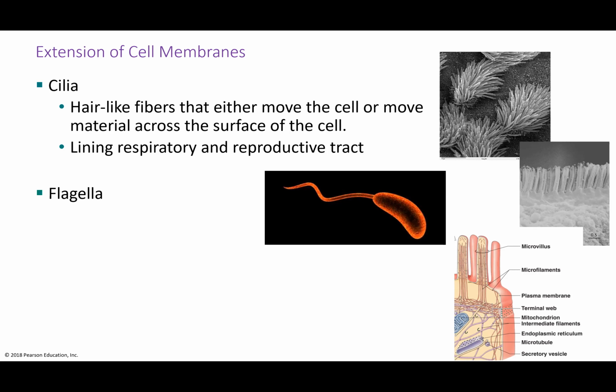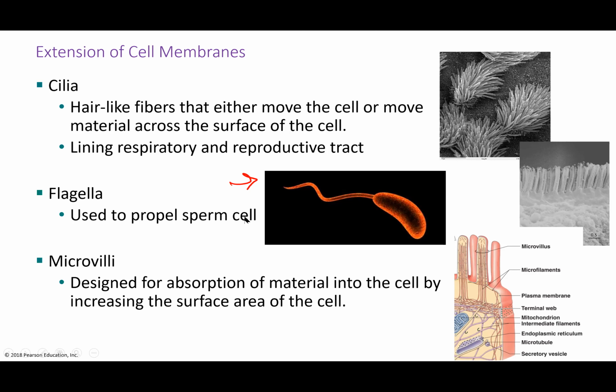Okay, flagella, as we see in this picture here, usually is one, maybe two whip-like extensions on the outside of the cell that helps the cell move through the medium. So a good example would be a sperm cell, which you see pictured. And then the third extension are microvilli. And micro means little, villi meaning fingers, little fingers.